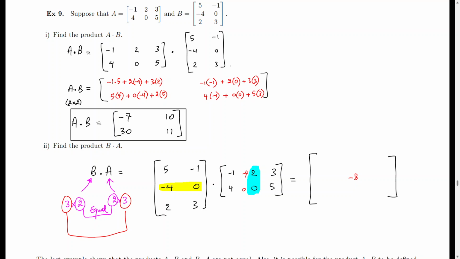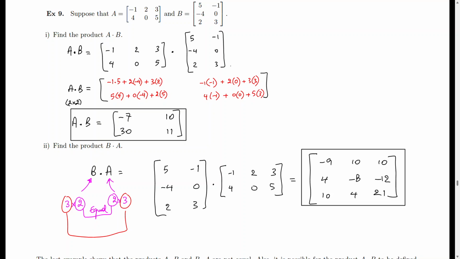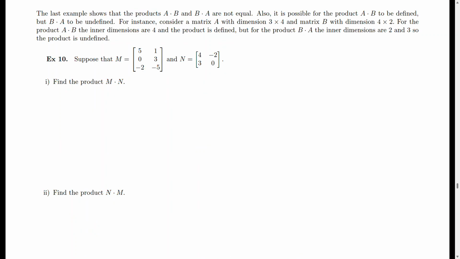But at this moment in time, I'm not going to do more of these. I'm just going to copy the answer directly from my calculator screen. I had -9, then 10, then 10 again. I had 4, the -8 that I just found, and I had -12. Then I had 10, 4, and 21 as my final answer. And so you can see this matrix has a size of 3 by 3. And we predicted that would be the case because originally the matrices were 3 by 2 and 2 by 3, so we expected the answer to be a 3 by 3 matrix.